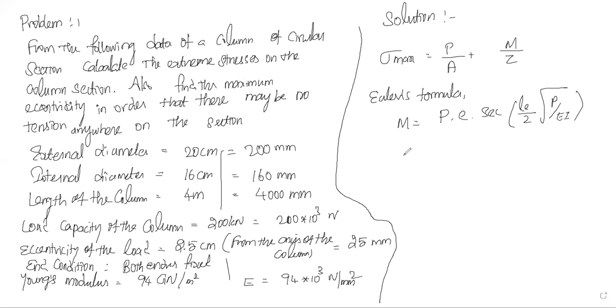So first of all, what are all the things needed? They have given P value, E value, LE value we have to calculate. So LE is nothing but, both ends are fixed. So if both ends are fixed, the LE value becomes, so we already said that LE is equal to 2L. Okay, so we are going to substitute those values.